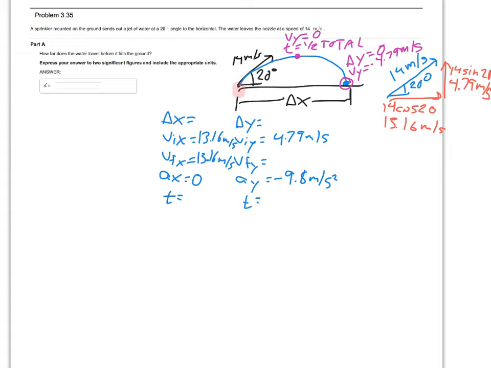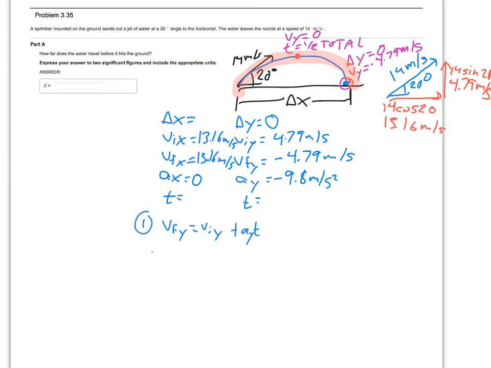In this case, I'm going to choose to consider the entire launch, and so I am going to use that information that I know at the end. So my delta y is going to be 0, and my V final in the y direction is going to be negative 4.79 meters per second. So I'm ultimately going to end up using this y side to solve for time. I have a lot of information there, and that's going to let me find my x displacement, which is what I'm ultimately looking for. A few options for solving for time.